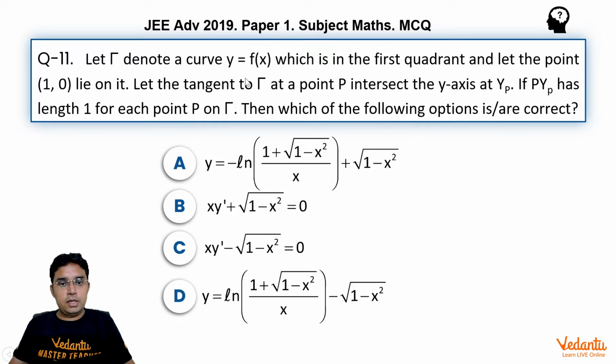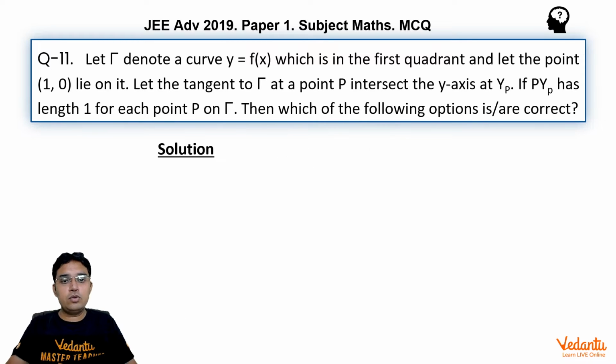Let tau denote a curve y is equal to f(x) which is in the first quadrant and let the point (1, 0) lie on it. Let the tangent to tau at point P intersect the y-axis at Yp. If P Yp has length 1 for each point P on tau, then which of the following options are correct? In two options we are given differential equation and in two other options we are given their solution. So let us see how to solve this question.